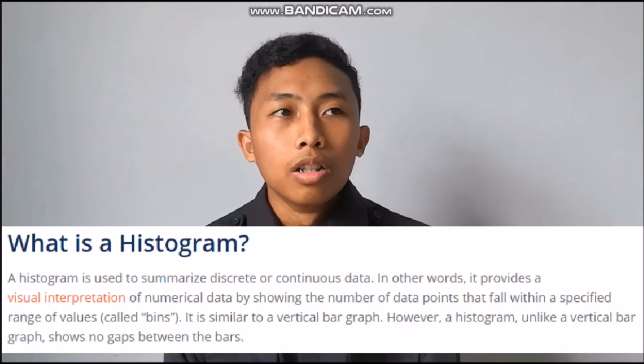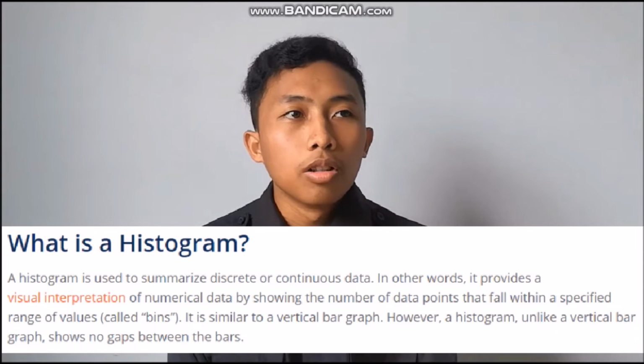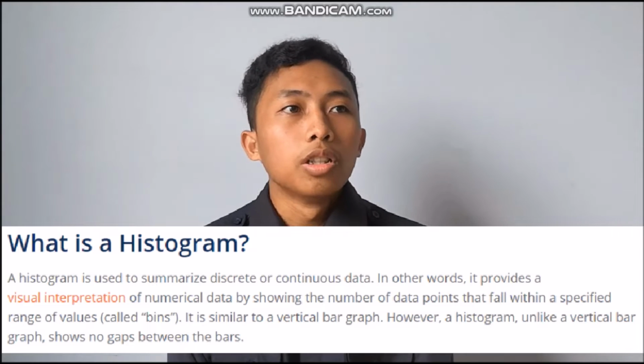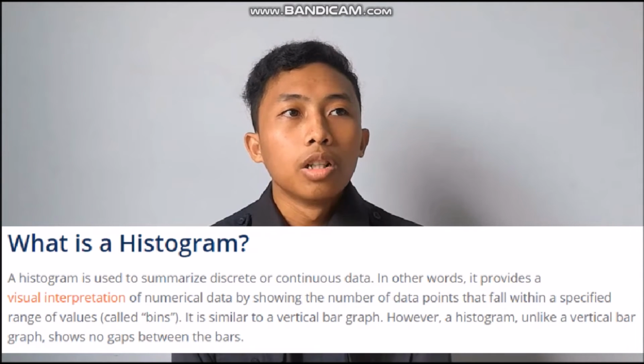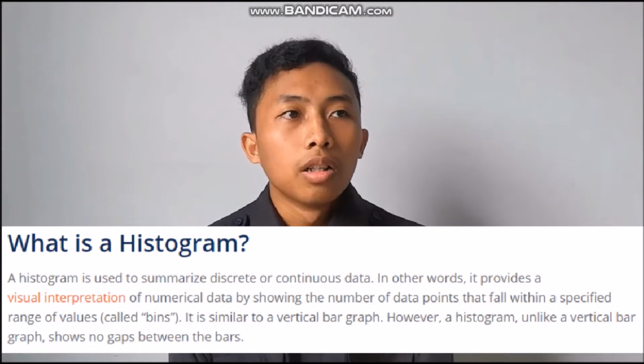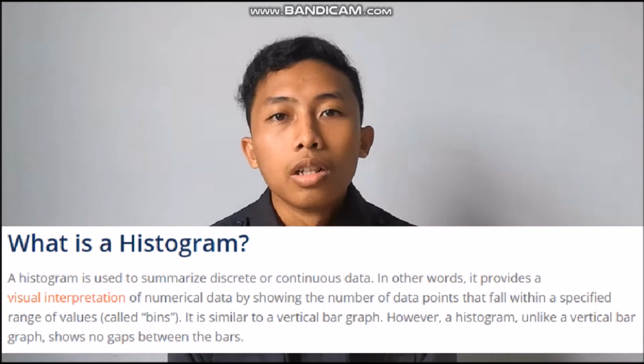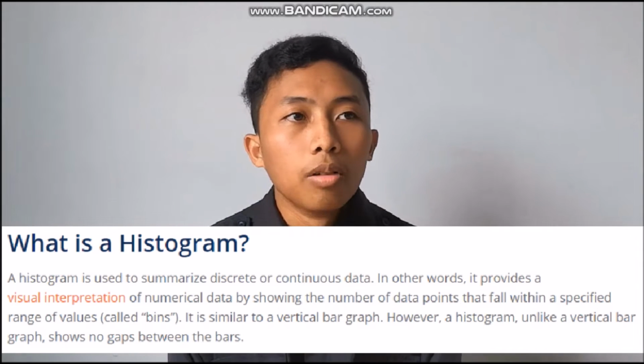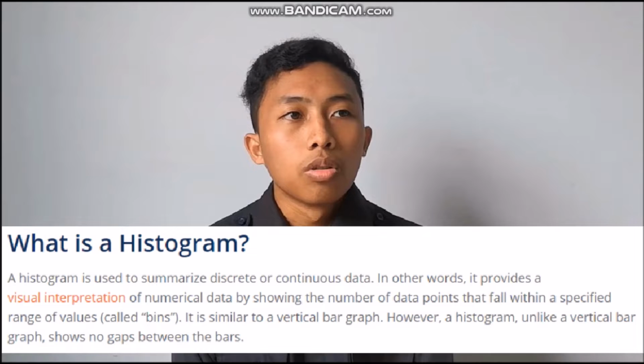Today I will talk about histogram. A histogram is used to summarize discrete or continuous data. In other words, it provides a visual interpretation of numerical data by showing the number of data points that fall within a specified range of values. It is similar to a vertical bar graph. However, a histogram, unlike a vertical bar graph, shows no gaps between the bars.